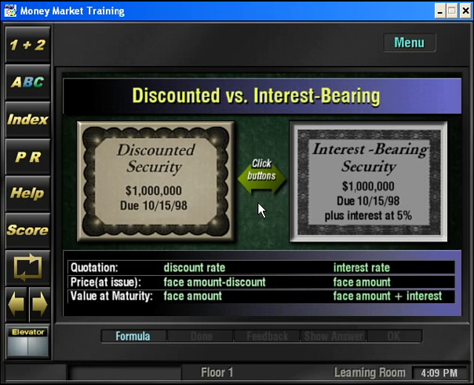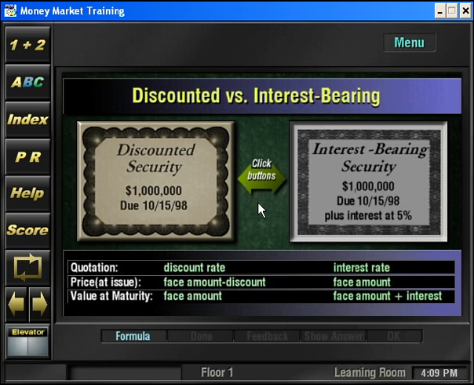Interest-bearing instruments are typically issued at face value and pay out a specified rate of interest on specific dates during the life of the instrument. U.S. bonds, for example, typically pay interest semi-annually.